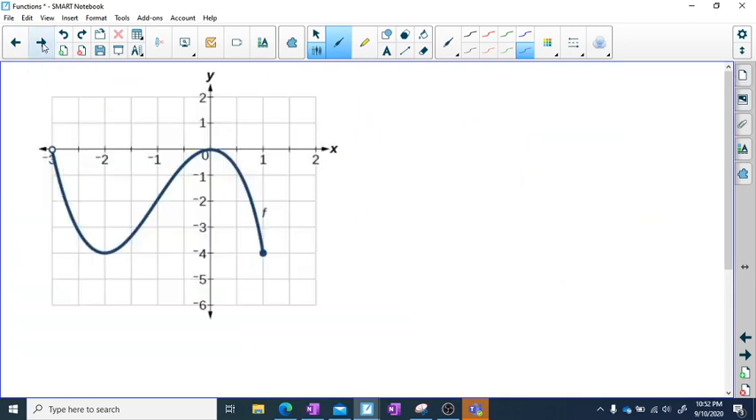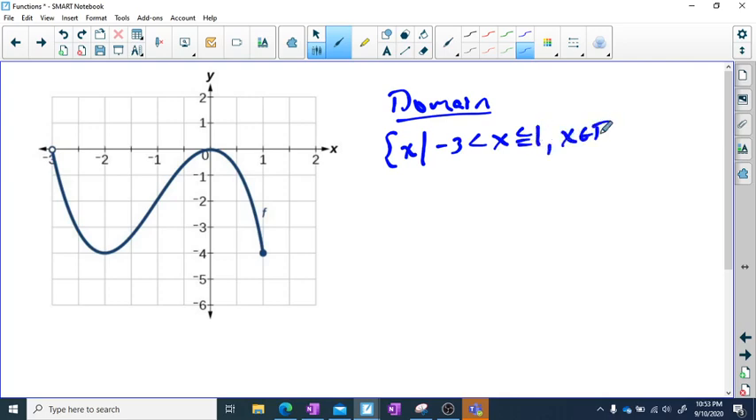Okay, let's have a look at this one. So if I do domain, the domain would be everything between -3 and +1. This graph passes by every single x value between those numbers, not including -3 because it's open, and including 1 because it's closed in. So domain would be x such that -3 is less than x, which is in turn less than or equal to +1, talking about real numbers.